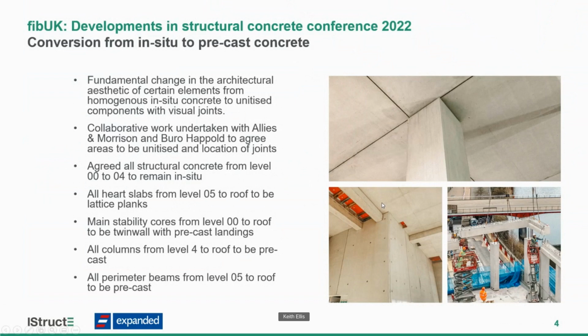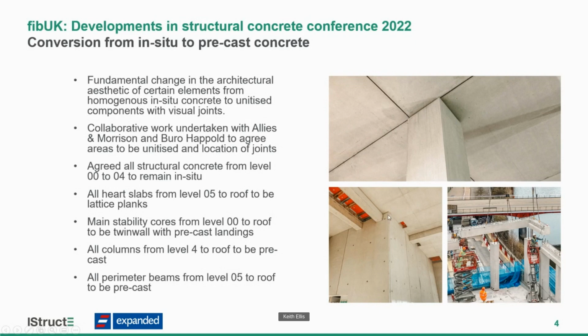So there were certain elements where there was a fundamental change in architectural aesthetic. The inside of the heart was originally an in situ slab with a monolithic construction. We were looking at introducing a kit of parts, elementized, with joints between them. We did an awful lot of work with Buro Happold and Allies and Morrison to agree where these joints were, and there was an awful lot of coordination done with slabs, walls, and beams, all the components, to be honest.